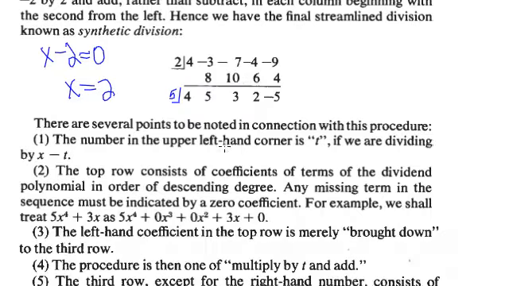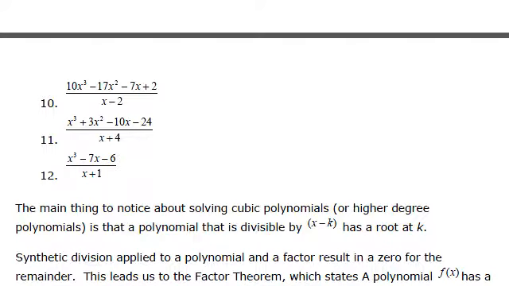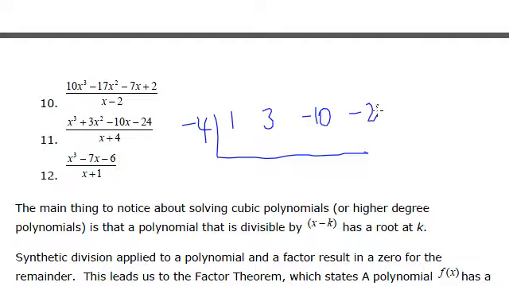Now all of that explains the process. Again, you want to check. So say in number 11, you would choose the root of x plus 4, which is negative 4. Your first term is 1, your second term is 3, the next one is negative 10, and the next one is negative 24. And using synthetic division, you drop, multiply, add, multiply, add, multiply. That's a 6. And continue on. I'm not going to do any more.